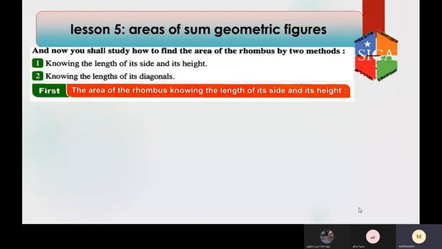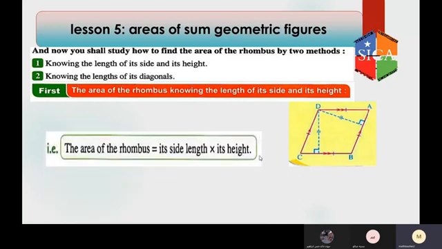The area of the rhombus, knowing the length of its side and its height. AB is the side length, and this is the height. BC is the side length, and this is the other height. But the two sides are equal, AB equal BC, as we know before. And the heights also are equal in length. Then the area may be BC times this height or AB times this height. Then the area of the rhombus equals its side length times its height. Any side length times its height, because all its side lengths are equal and the heights also are equal.